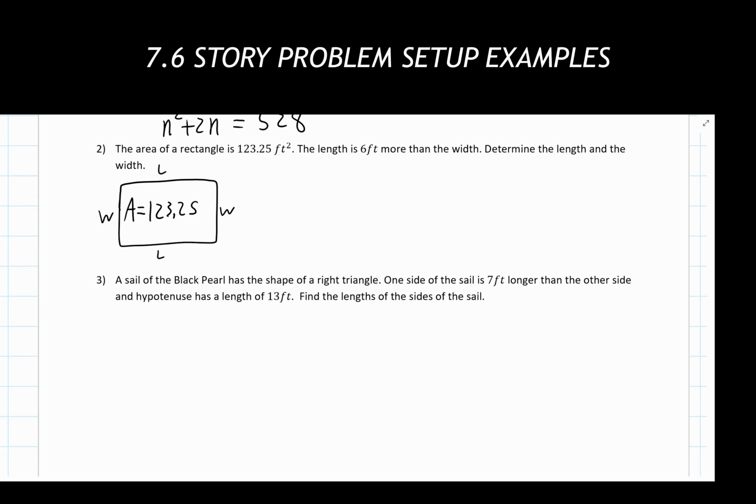Well, we've been told the area is 123.25, so that's where we have that equal sign showing up. Good. What else do we have? Well, we've been told in the second sentence the length is 6 feet more than the width. So again, the buzzword is showing up. That tells me I've got another equal sign in here. So the length is 6 feet more than the width. So if I know what the width is, I can add 6 more to that, and that's going to give me the overall length of this thing.